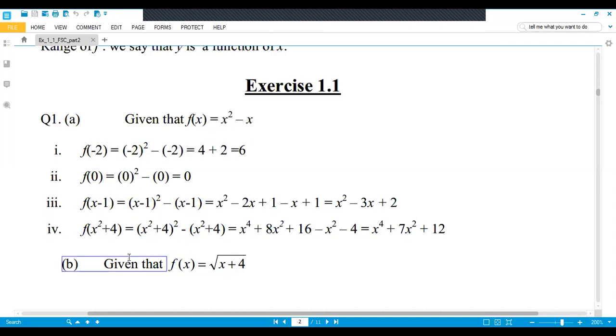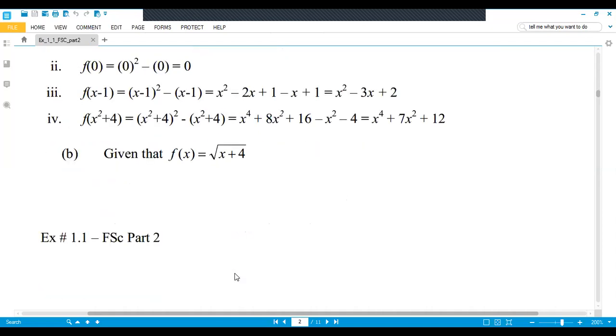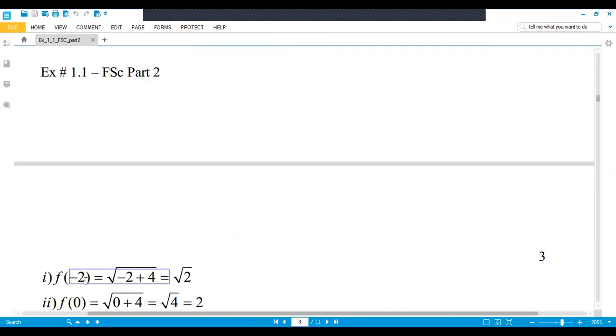In the second part, B, you have given f of x is equal to under root x plus 4. The same values, minus 2, 0, x minus 1, x square plus 4, all these we put here in this B part in the same way. Where we find x, we put for the first part minus 2. So when we put minus 2 here, it will be minus 2 plus 4, so automatically it will be under root 2. You can check it: minus 2 plus 4, 4 minus 2, 2.